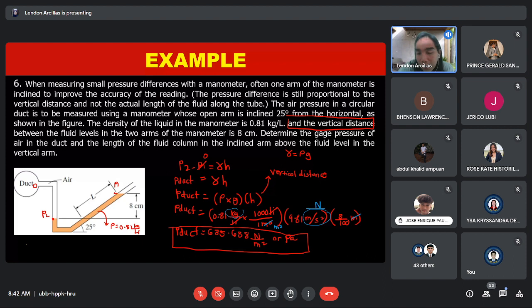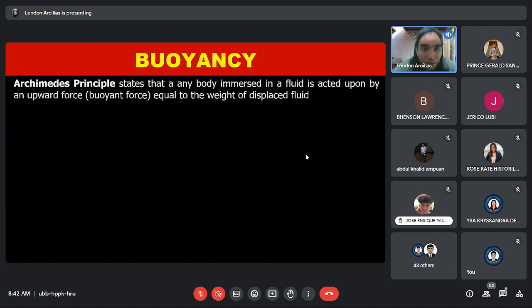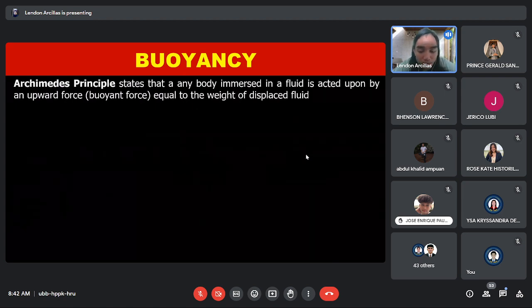So magkaiba yung formula ng specific weight if binigay yung density. Magkaiba din yung formula if ang binigay is SG. Pag SG naman, that is SG ng substance times the specific weight of water. Okay? So, tapos na tayo dito sa manometers. I'll be giving you practice solving and I hope that you can solve that one para ma-practice nyo yung solution. So, let's proceed to the second topic and then after this, magkakaroon tayo ng break.